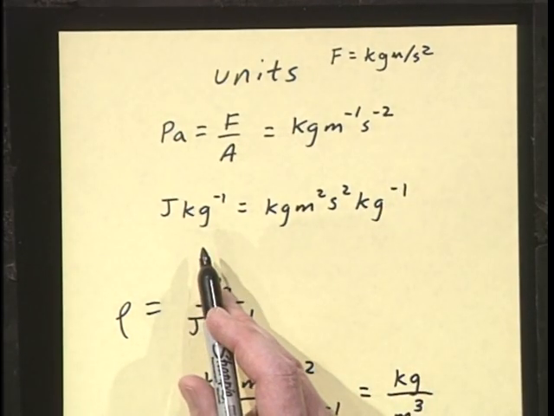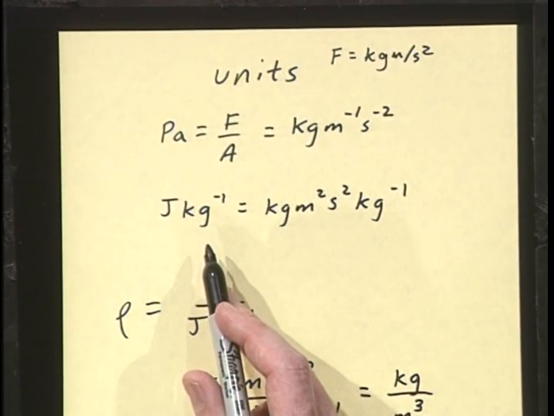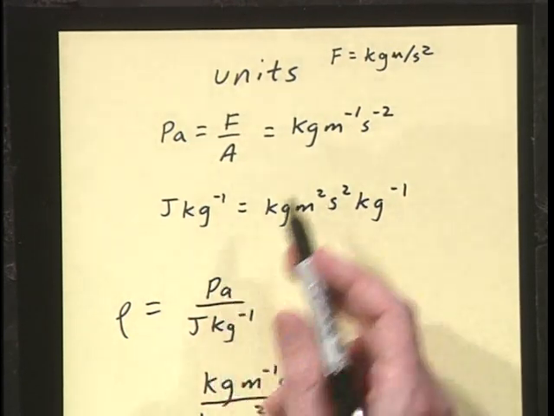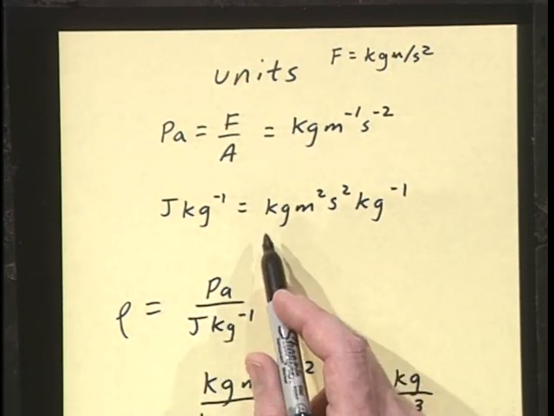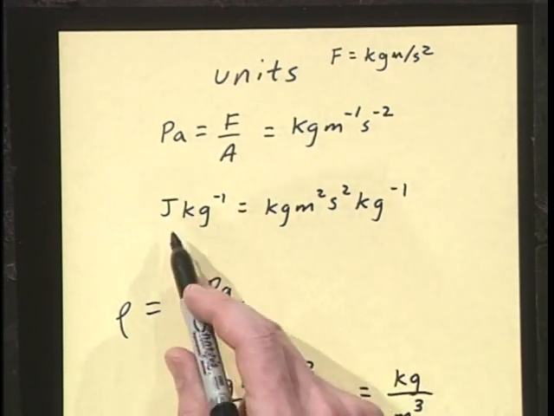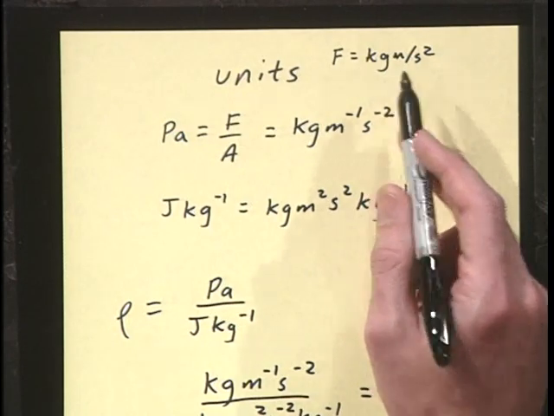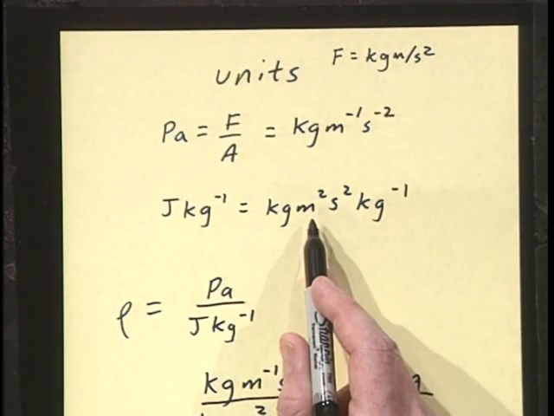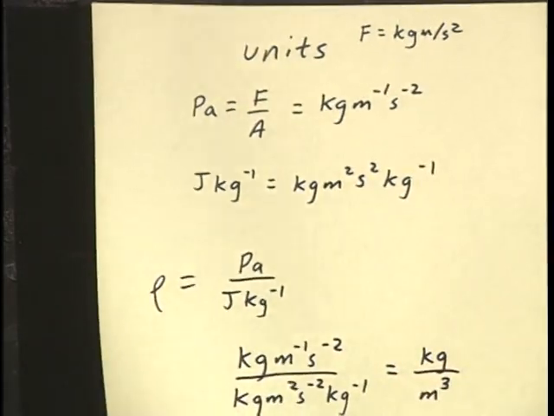The joules per kilogram, which was, we took the pascal and divided it by joules per kilogram. If we write a joule out, that's a kilogram meter squared per second squared. A joule is a Newton, which is here, times a meter. So that's why there's a meter squared there instead of just meter. And then our kilogram to negative 1.